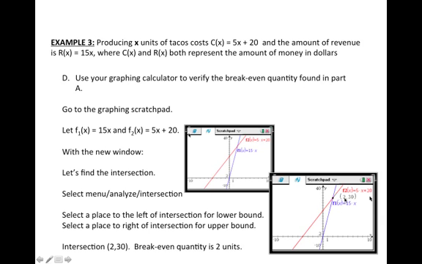So this 2 is what we're looking for. The break-even quantity is 2 units of tacos, which is what we found. The 30 is what the revenue is and what the cost is. So revenue is 30, cost is 30, which means profit is 0. So anything after 2 units means they're going to be making money. Anything less than 2 units, they're losing money. 2 units is the break-even point.